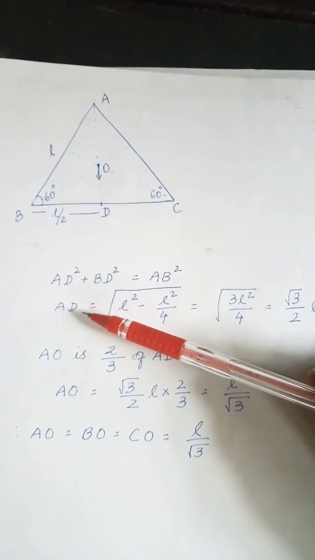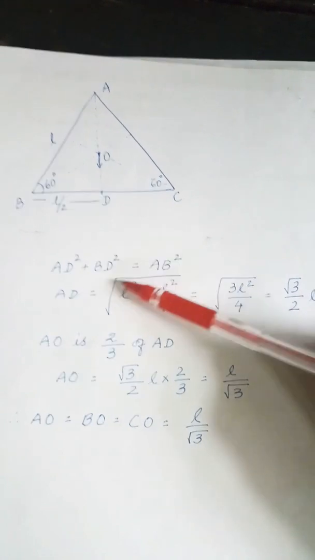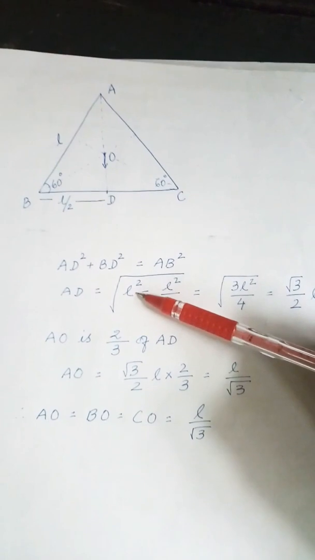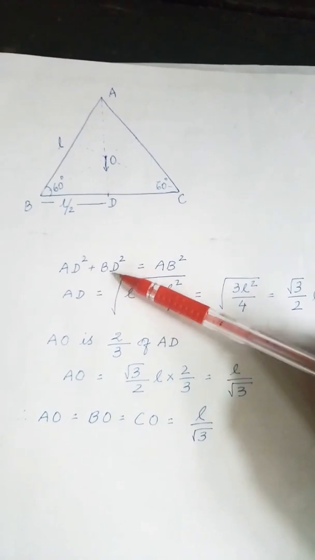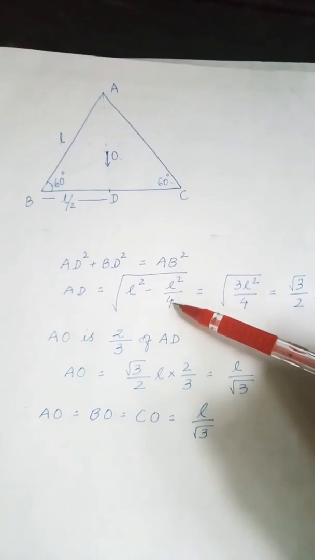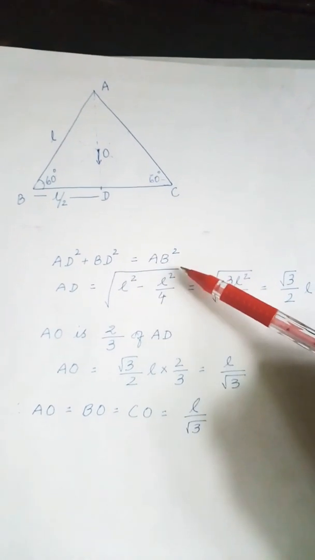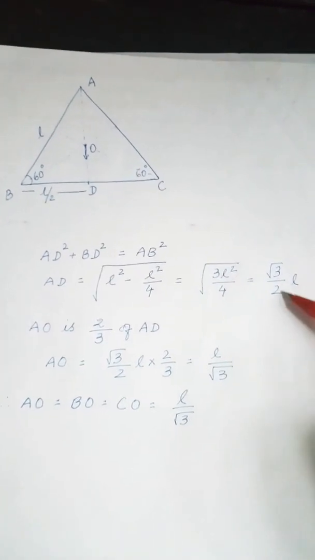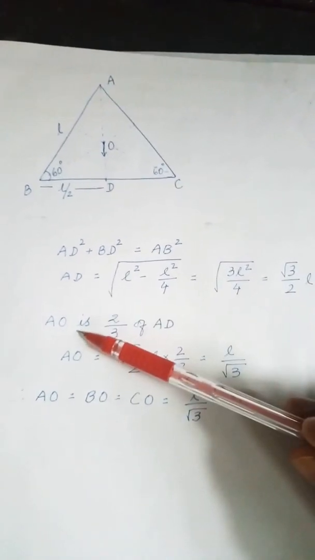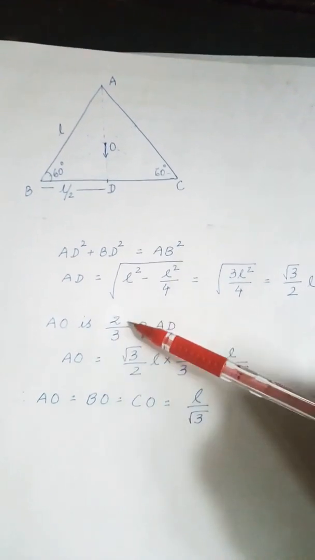And AD can be calculated by putting the values of AB, which is L. So AB square becomes L square. And BD is L by 2, so BD square will be L square by 4. And AD square will give a square root, and the expression will give a value of root 3 by 2 L. Now from the relation of centroid and the side, AO is 2/3 of AD.